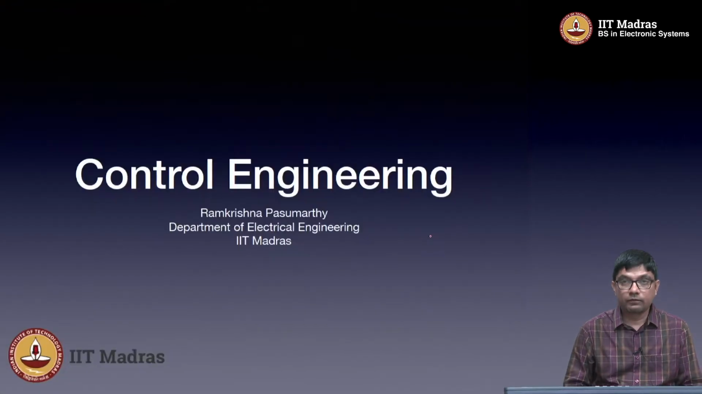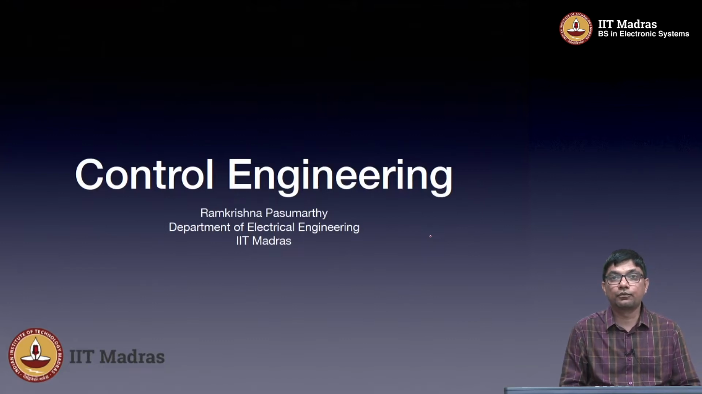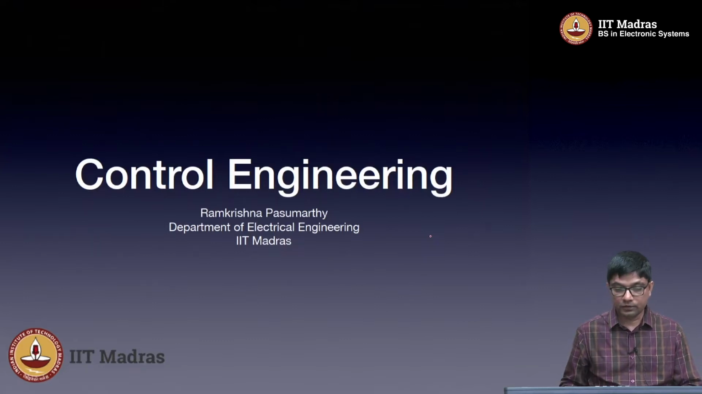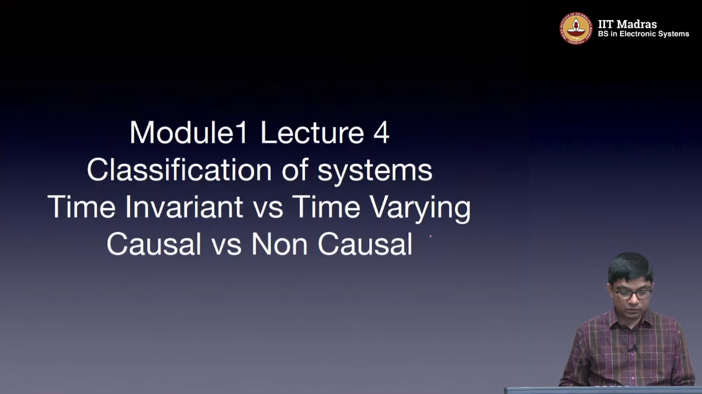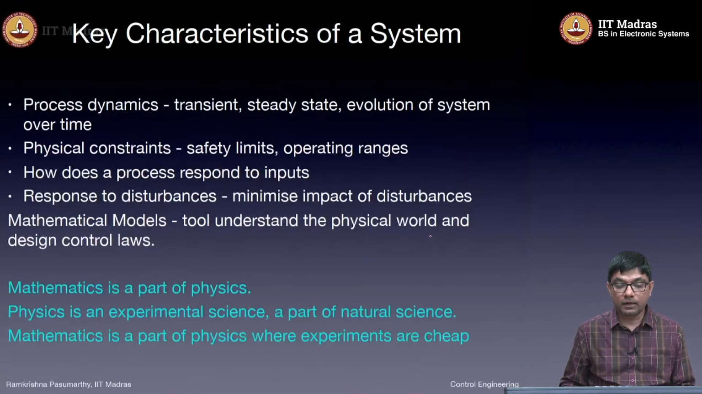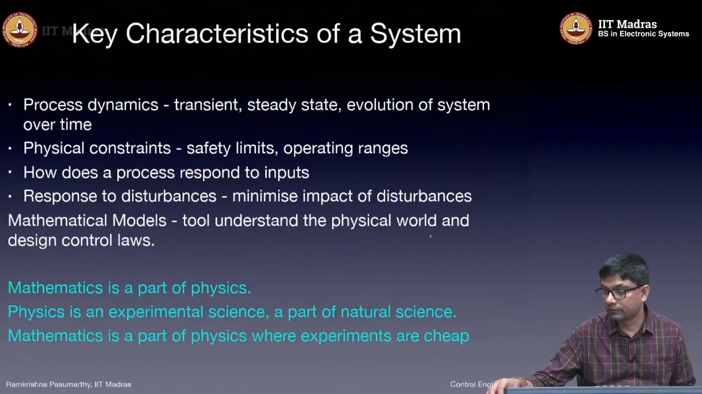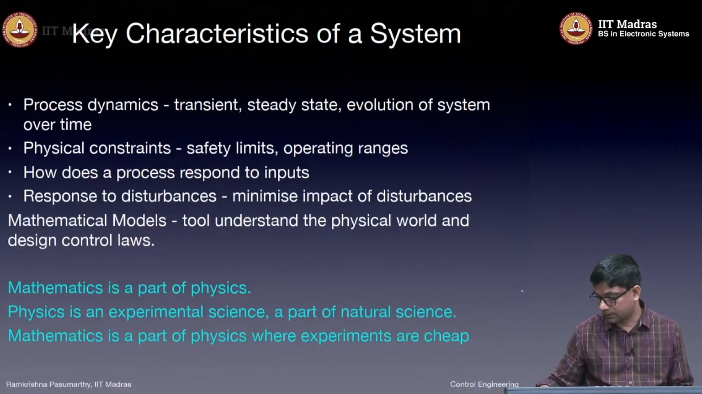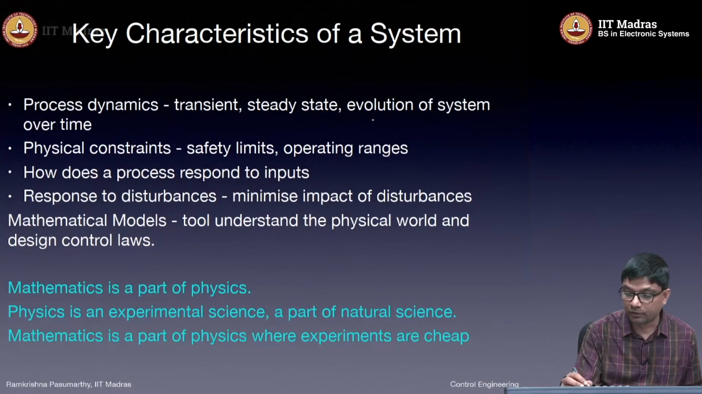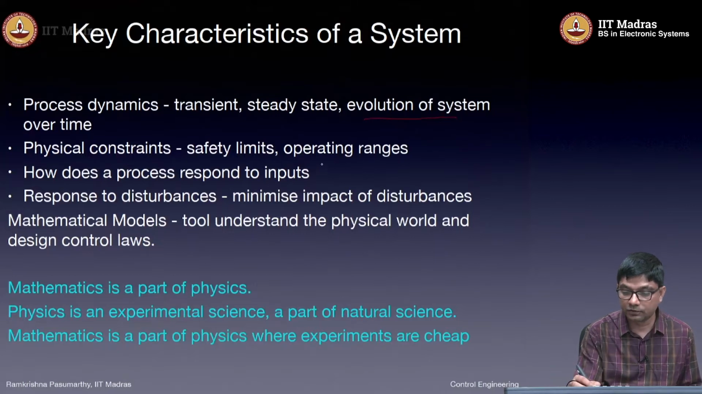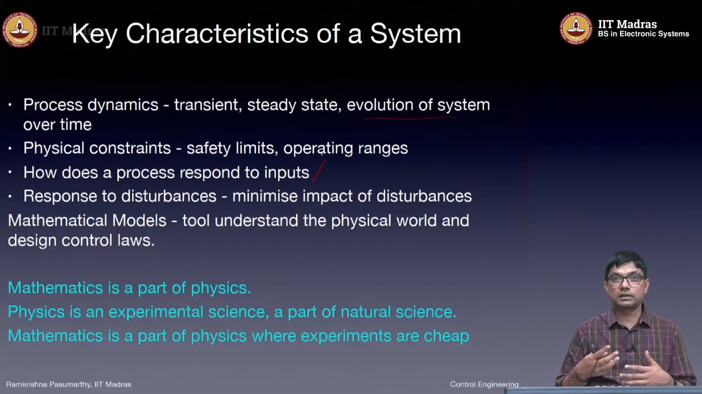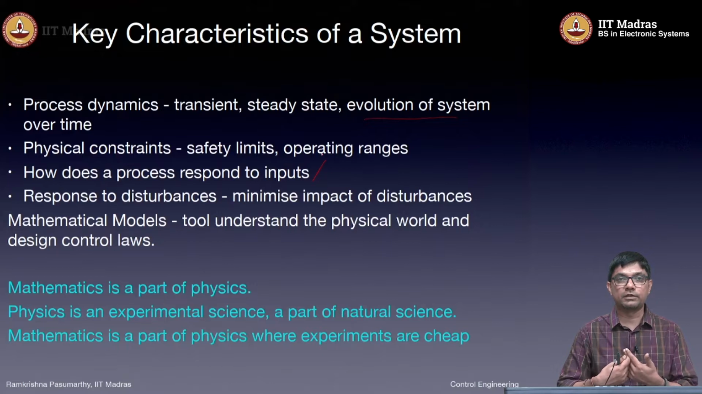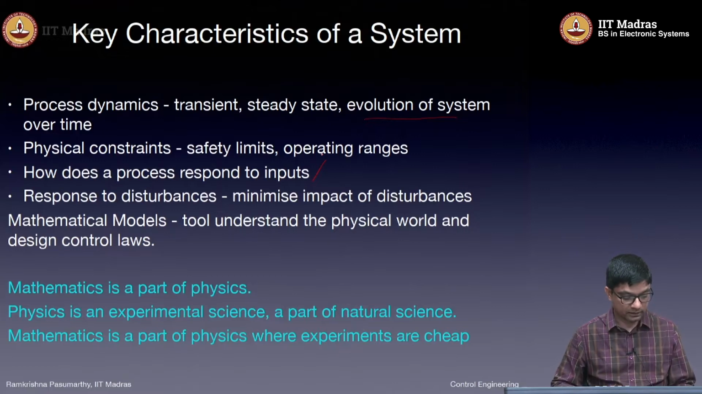Okay, welcome to lecture number 4 of week 1 of the course on control engineering. So far we talked about systems, we understood a little bit of their transient versus steady state behavior. We talked of the evolution of the system. We also looked at how a process responds to inputs, in which we classified things as static versus dynamic, linear versus non-linear, and so on.